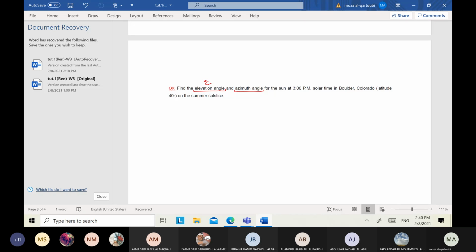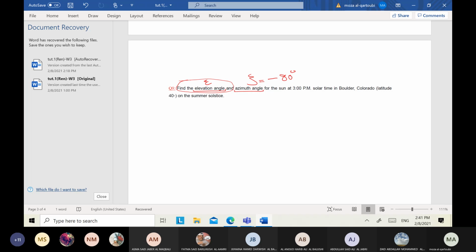If we go back to question number 4, it was: find the azimuth angle for the same data, only changing this, only this one extra. Question number 4 was: find the azimuth angle for the sun at 3 p.m. solar time, in Colorado, latitude 40 degrees, on the summer solstice. We solved this answer before, in question number 4. Does anyone remember the value of zeta, the azimuth angle? It was minus 80 degrees in question number 4.